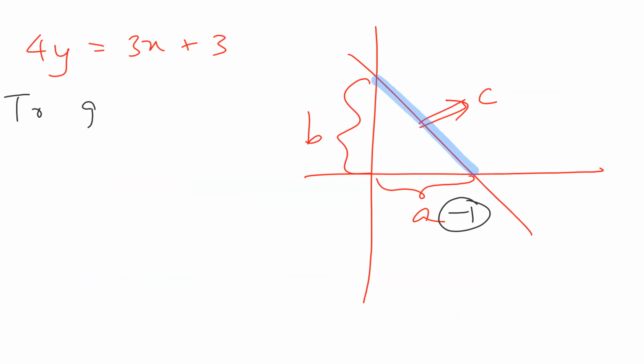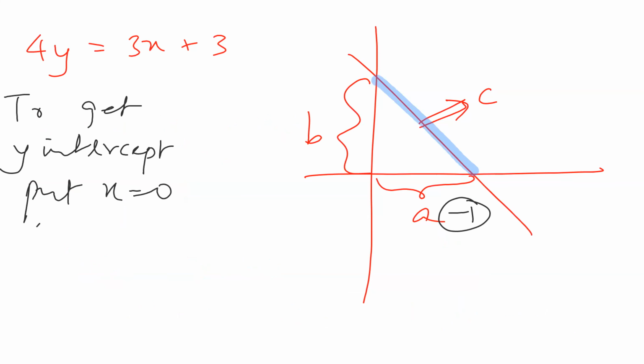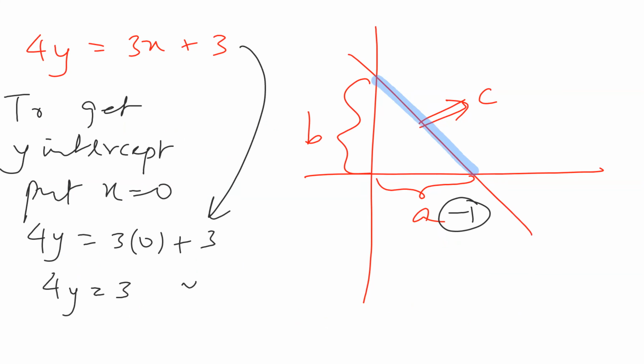To get the y-intercept, put x equal to 0. So 4y plus 3 into 0 plus 3, over here 4y is equal to 3, y is equal to 3 by 4. So this b becomes 3 by 4, right? b is 3 by 4. So we got the x-intercept, we got the y-intercept.